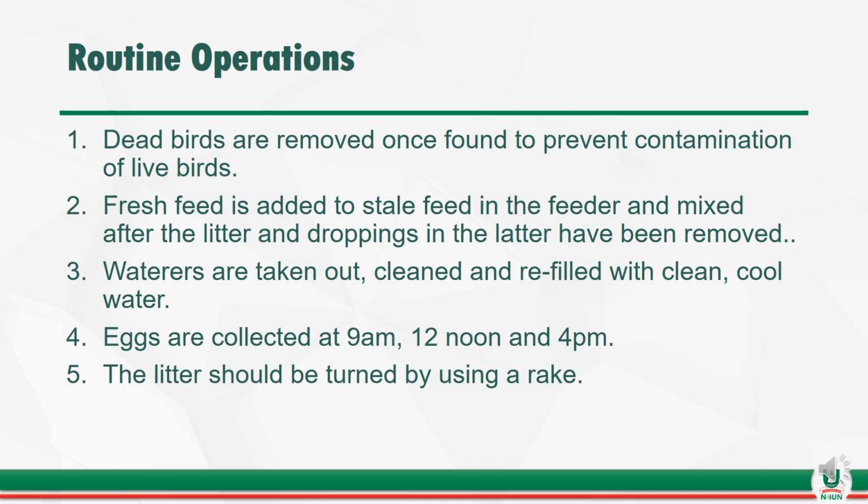Now, waterers are taken out, meaning the watering cans. They are taken out, they are cleaned, and you have to refill them, of course, with clean, cool water. Eggs should be collected not less than 3 times a day, depending on your production size. Early morning around 9 a.m. you can take the first batch of eggs. By 12 noon, another. By 4 p.m. in the evening, another. Now, the litter should be turned by using a rake.